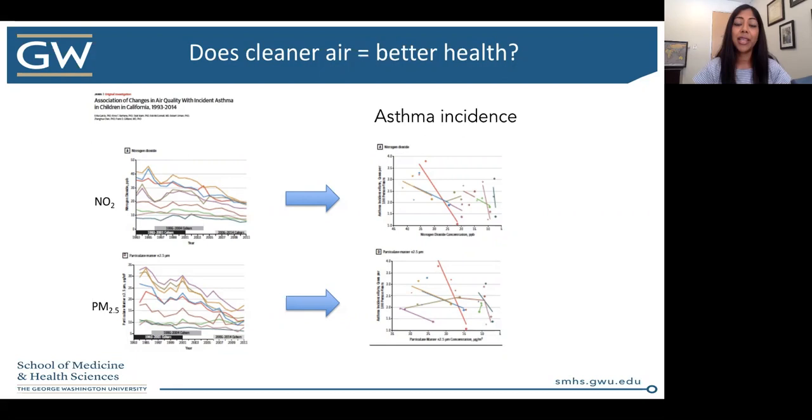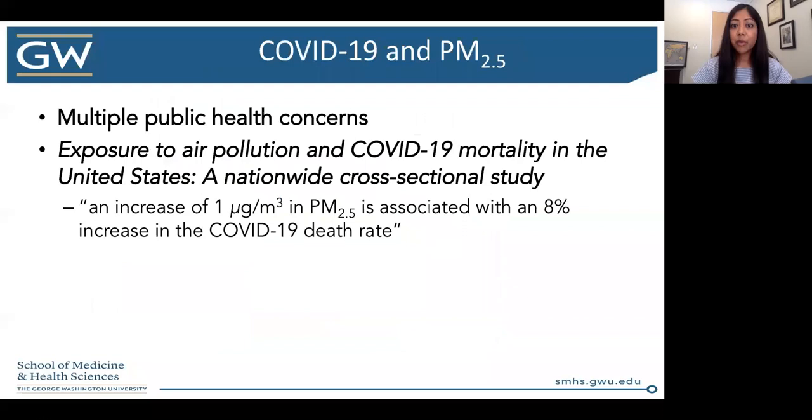So I'm going to finish up with a few words about COVID-19. This study is out of Harvard. It is undergoing peer review, but I'm sure many of you have already seen it. This nationwide cross-sectional study found an association between air pollution exposure over many years and death from COVID-19. For every 1 microgram per cubic meter increase in air pollution, there was an associated 8% increase in mortality from COVID-19 infections.